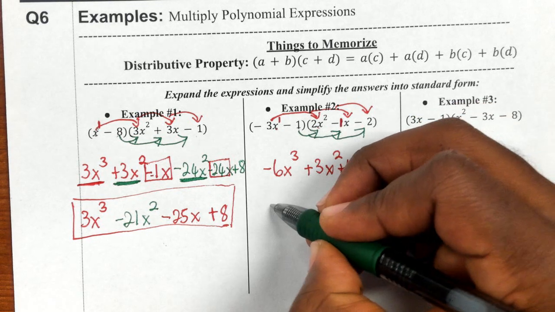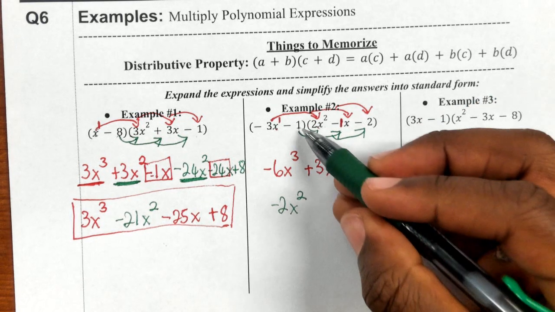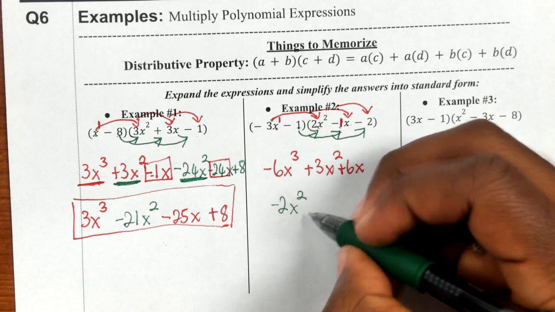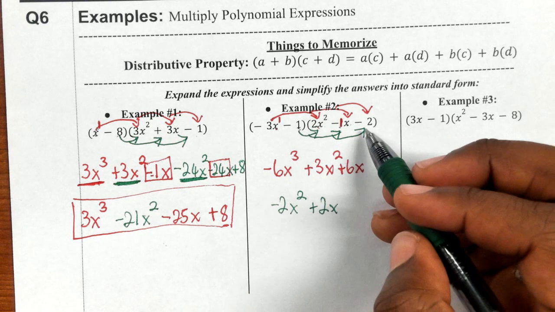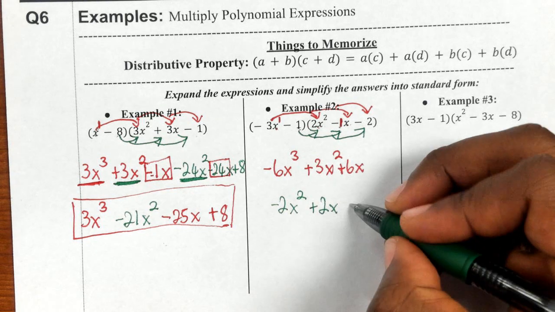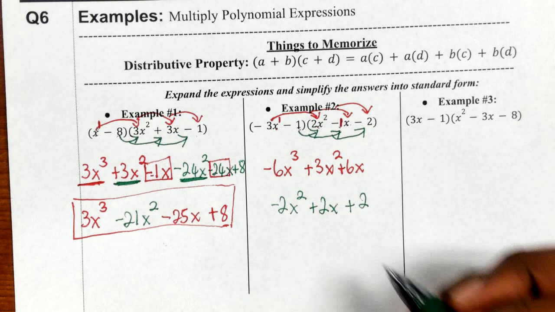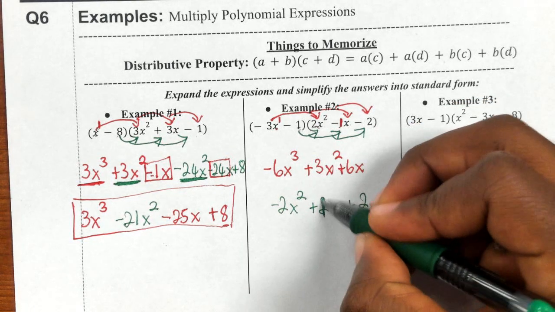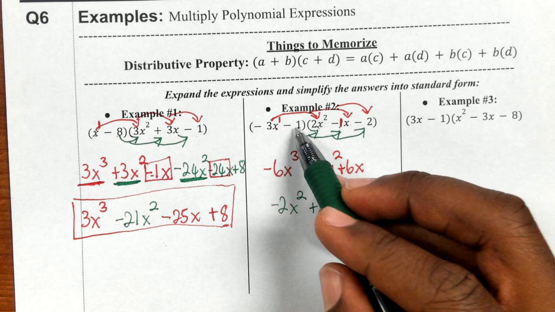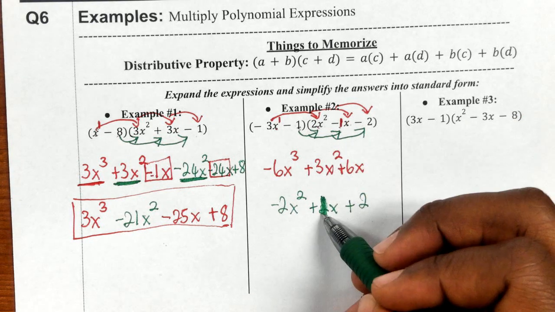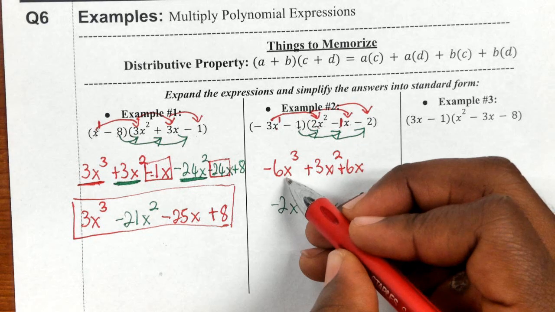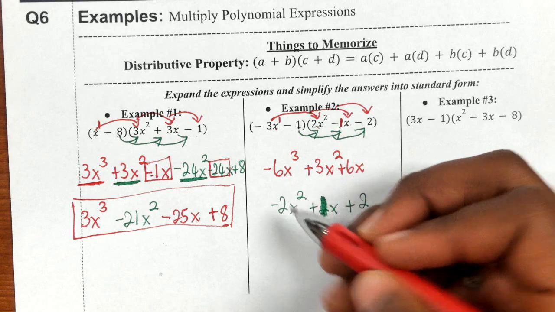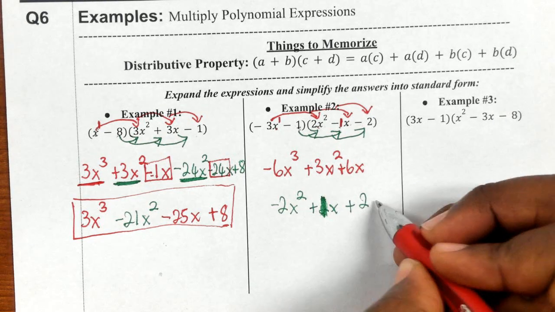-1 times 2x squared is -2x squared. -1 times -1x, a negative times a negative gives me +2x. And -1 times -2, a negative times a negative gives me +2. Alright? Oh, I almost messed up here. Sorry, this is +1x. Oh man, I almost messed up. -1 times -1x gives me +1x. Alright, almost made a mistake there. Okay? Now I'm going to combine all my like terms. Does this x cubed have a like term? Does the -6x cubed have a like term? No, there's no other x cubes.